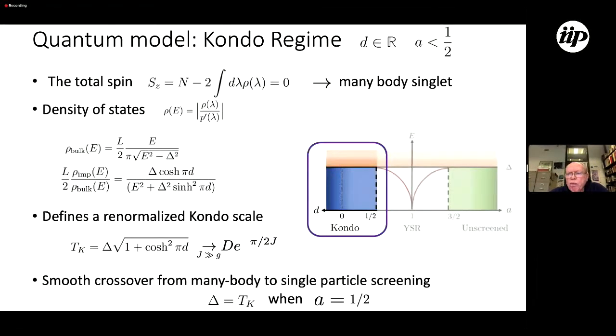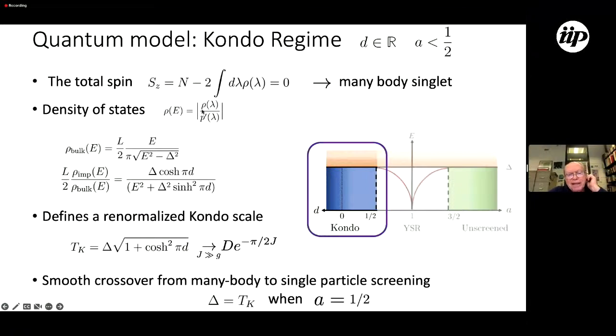And now I'm going to explain the results of this solution. So here we have, first I'll talk about the Kondo regime, where the parameter A is less than half, and after 0 it becomes what I call D. I have to extract an I. So what we find here, that in this regime, we have a many-body singlet.